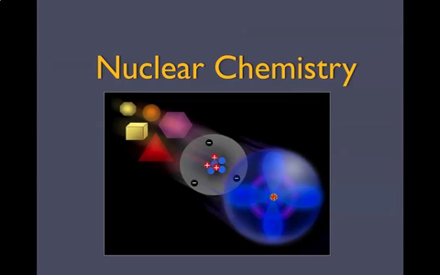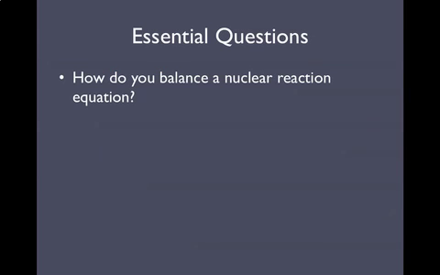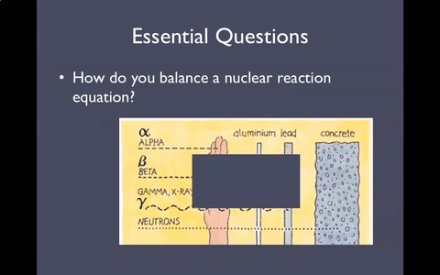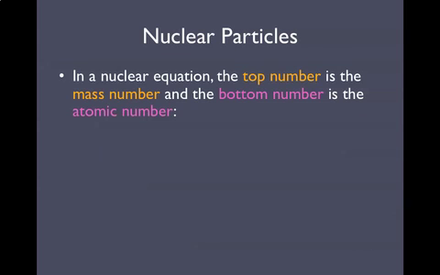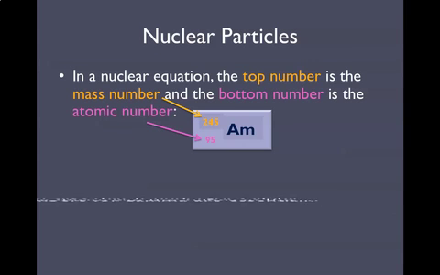The topic for this video is nuclear chemistry. The essential question is: how do you balance a nuclear reaction equation? In a nuclear equation, the top number is the mass number and the bottom number is the atomic number. This is what we've been working with in atomic structure as well. So here 245 is our mass number and 95 is our atomic number.